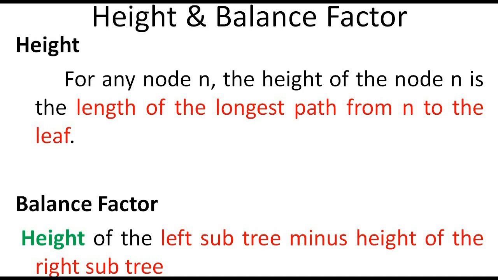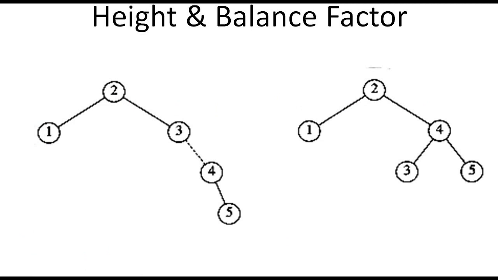Before we move on to the balance factor, you have to know what the height of the tree is. The height of the tree is measured from the bottom of the tree, that is the longest path to the leaf. Next, the balance factor: we already know it is the height of the left subtree minus the height of the right subtree. So let's discuss the height and balance factor. I have given red color for the height.